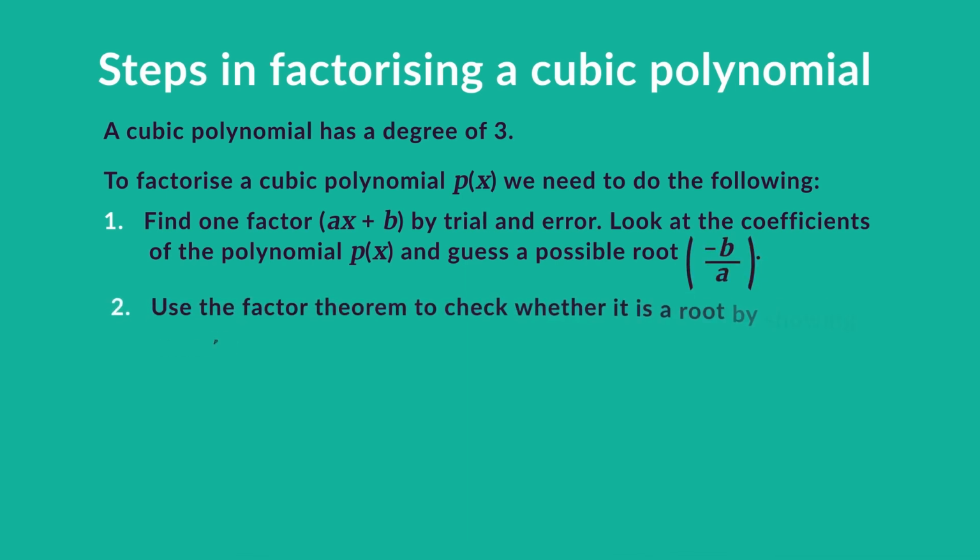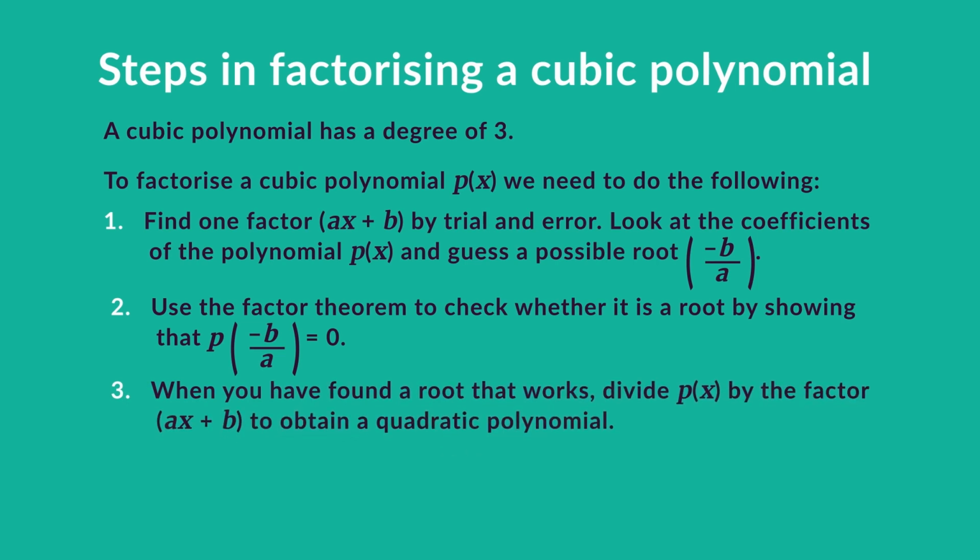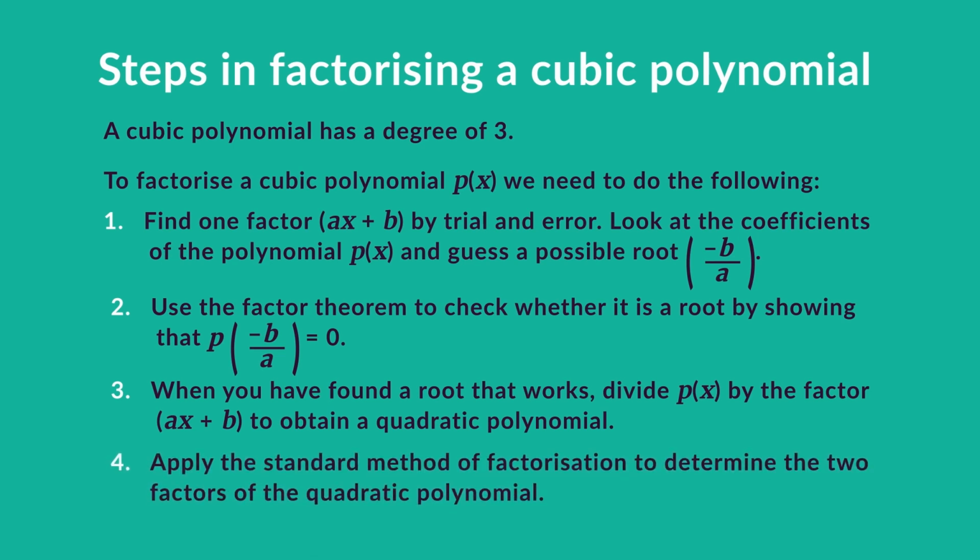Number 2. Use the factor theorem to check whether it is a root by showing that p of minus b divided by a equals 0. Number 3. When you have found a root that works, divide p of x by the factor ax plus b to obtain a quadratic polynomial. Number 4. Apply the standard methods of factorization to determine the two factors of the quadratic polynomial.